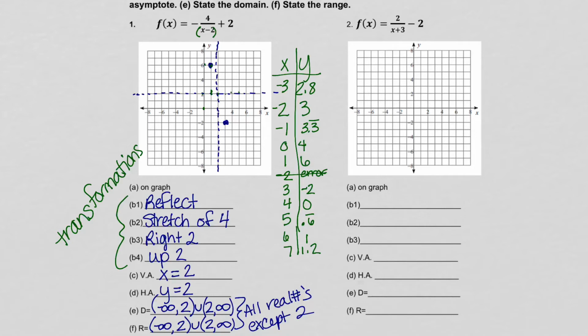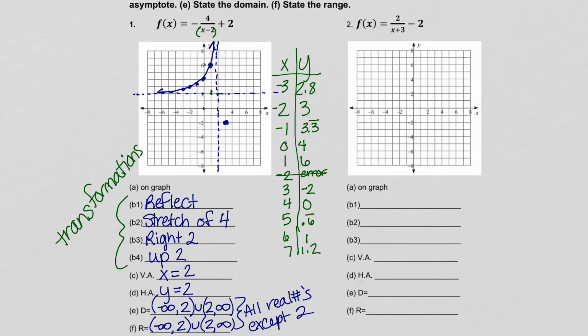Just to get some points. And so if we plot these points, remember the 0, 0 is right here. Now that's not part of my graph, but that's where I'm starting at. So I go -3, and then I go up 2.8, -2, 3, -1, 3.3, and then 0, 4. So here are those points. Remember, it does not cross those asymptotes. So don't let it.